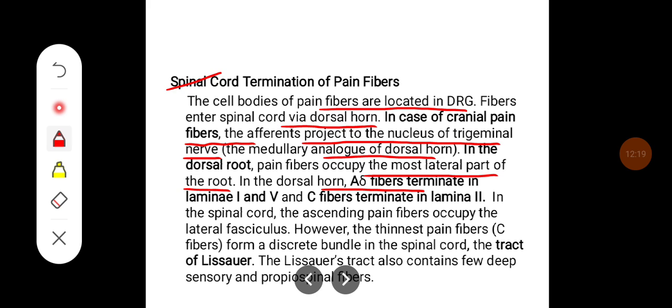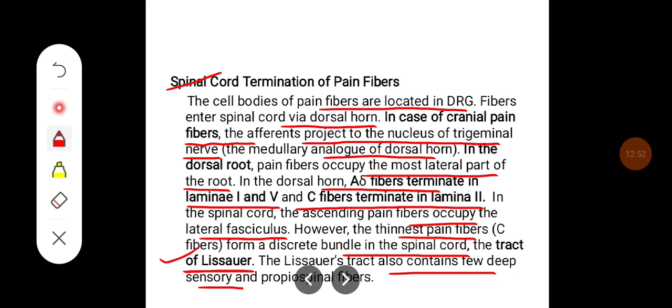In the dorsal horn, A delta fibers terminate in lamina 1 and 5, and C fibers terminate in lamina 2. In the spinal cord, the ascending pain fibers occupy the lateral fasciculus. However, the thinnest pain fibers, that is C fibers, form a discrete bundle in the spinal cord, which is called the tract of Lissauer. Lissauer's tract also contains deep sensory and propriospinal fibers.